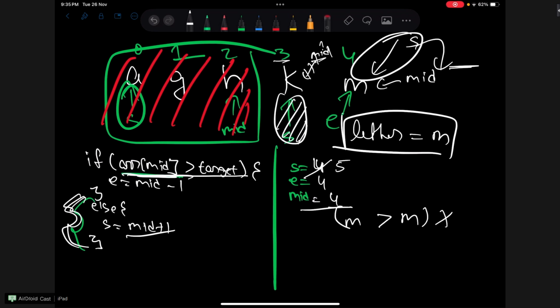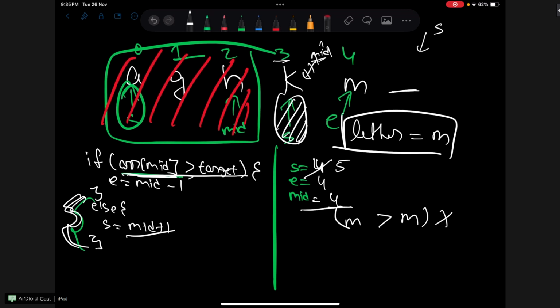So you see, s is actually pointing at an element which does not exist. That means this is where the s is going to point, right? So this is where the s is pointing at. This is where the e is pointing at, and this is where the mid is pointing at. So it is pointing at an element which does not exist. Okay, so this is going to be problematic.